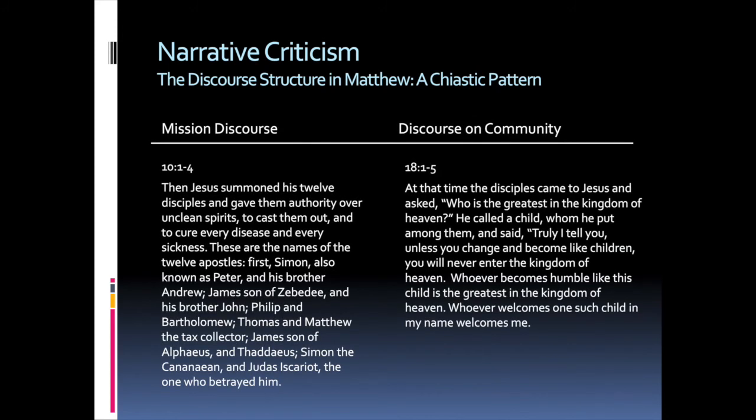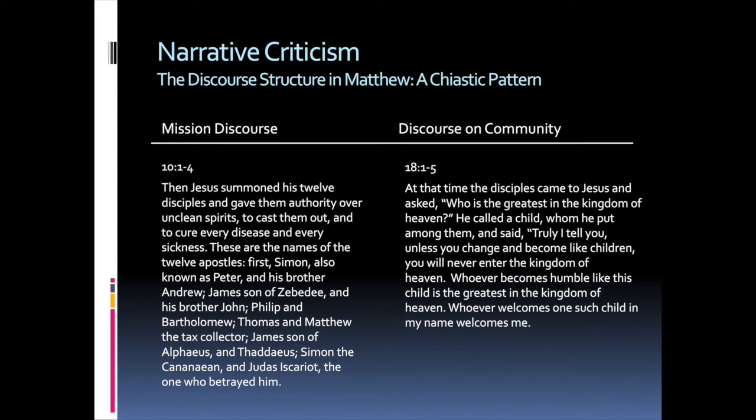On the left is a passage from the mission discourse. On the right, the discourse on community. Take a moment, pause the video, see if you see any similarities. What I see here is that at the beginning of the mission discourse, Jesus is summoning his disciples and giving them authority in his name. So they're going to be acting in his name. And then we hear the list of them.